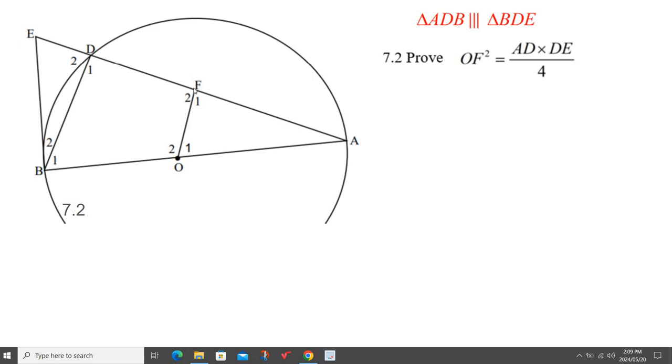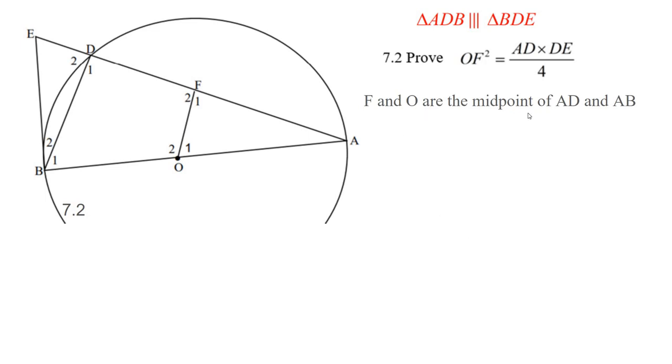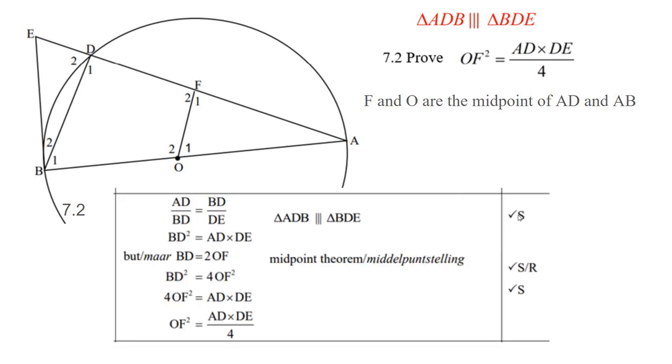But you know what? The midpoint theorem says that if you join the midpoints of a triangle like this, what it does is it makes this OF 1/2 as much as DB. That's called the midpoint theorem. This is going to be twice as long as this if you join the midpoints of a triangle. Now take a look at this. F and O are the midpoints of AD and AB. Well, that's the big secret.